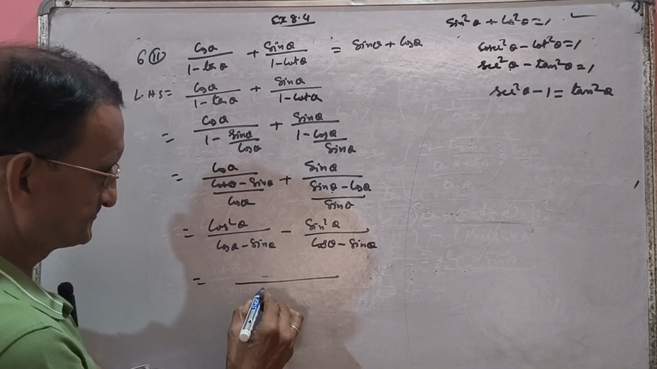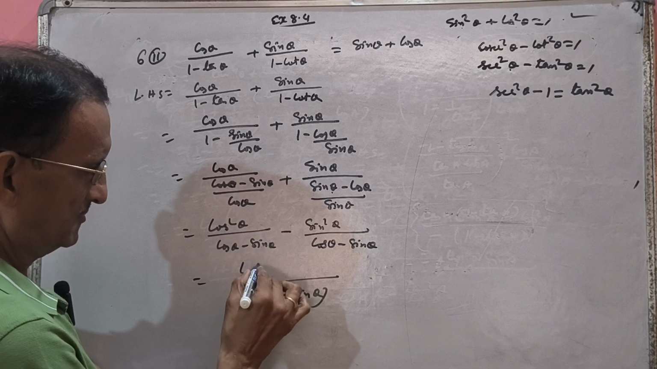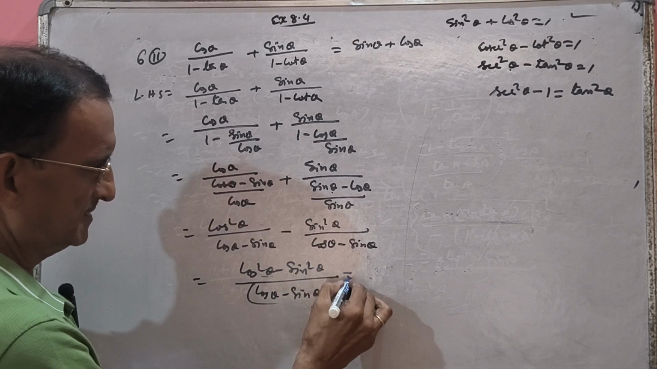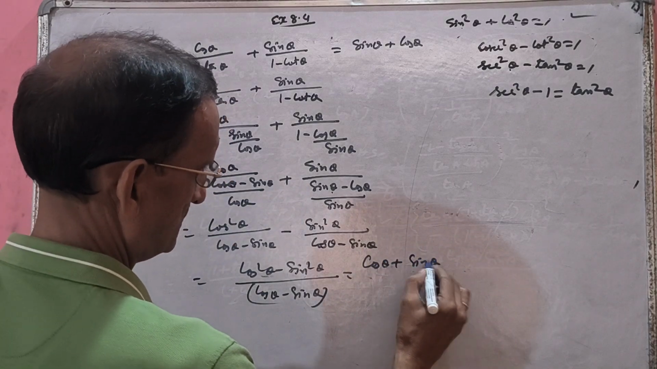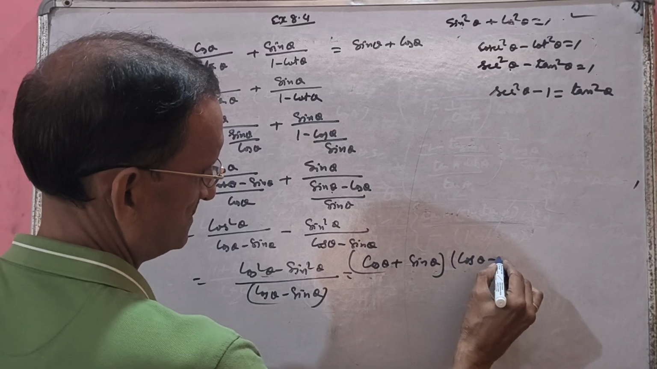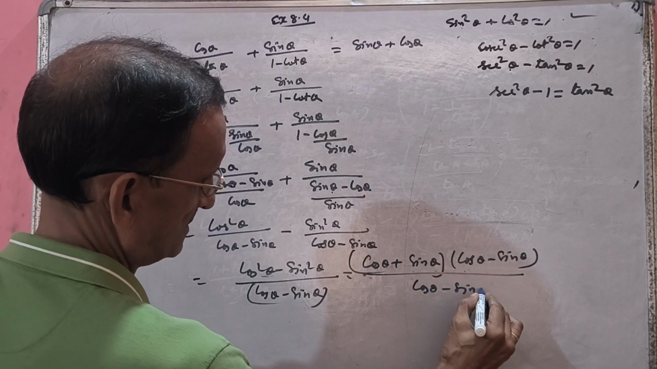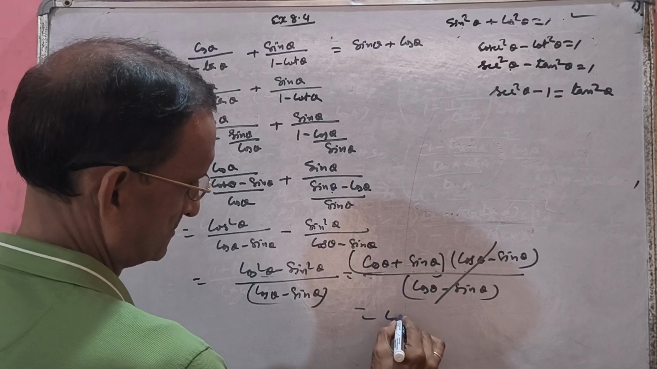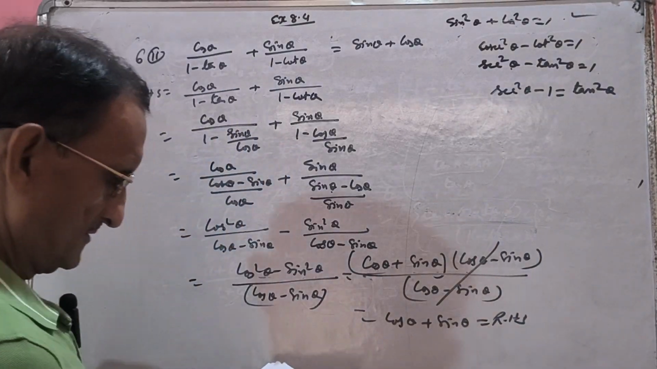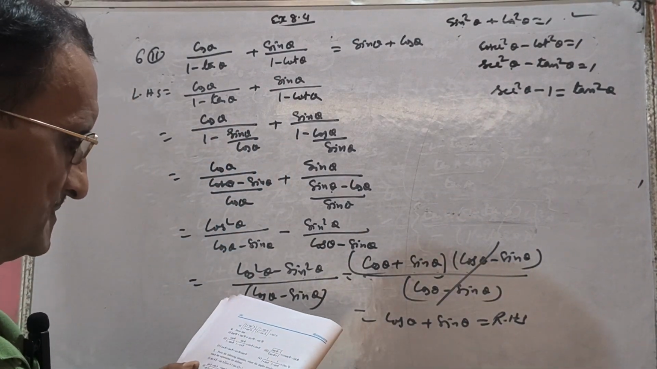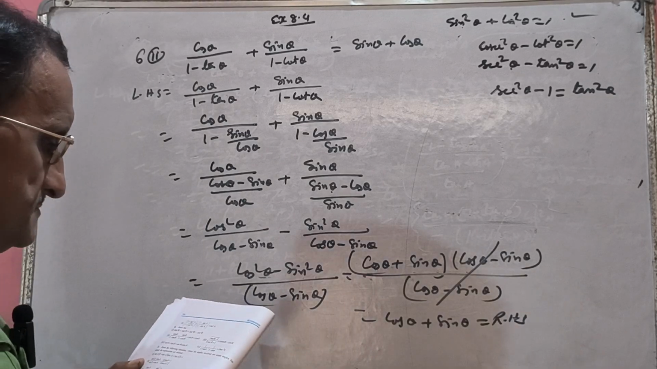Now the LCM is what? Cos theta minus sin theta. What we will get here? Cos square theta minus sin square theta. A square minus b square, what we will get? A plus b into a minus b: cos theta plus sin theta into cos theta minus sin theta, by cos theta minus sin theta. So cancel, what we will get? Cos theta plus sin theta. This is the RHS. Okay, this we have done, 6 number 2.